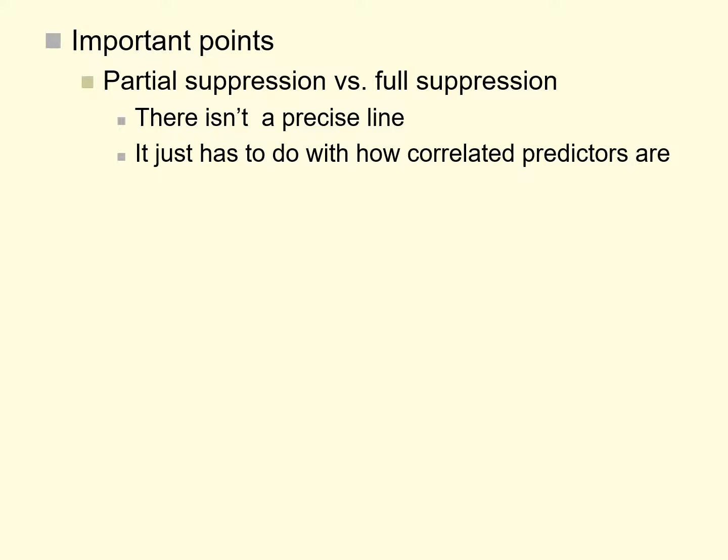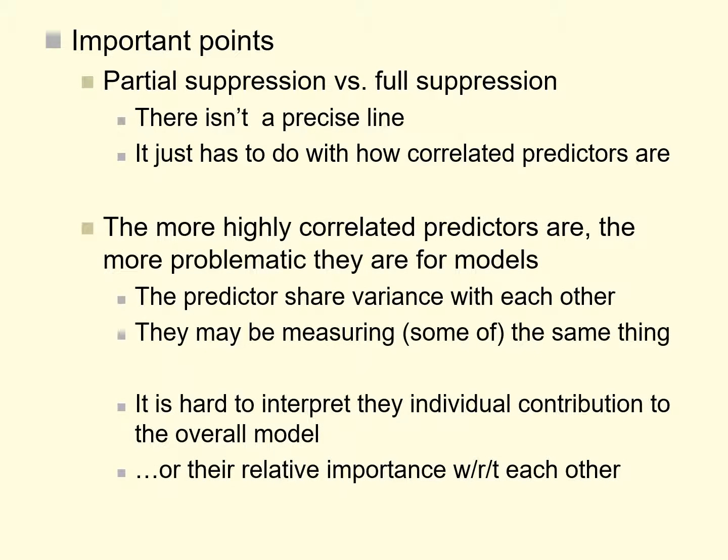And that's something you should be thinking about anyway when you do multiple regression, or factorial ANOVA, or really any situation where we have multiple predictor variables. The more highly correlated predictors are, the more problematic they are for models, because they create situations in which the predictor variables share variance with each other, or put another way, the variables are each individually measuring something that the other is measuring, or they're measuring kind of the same thing.